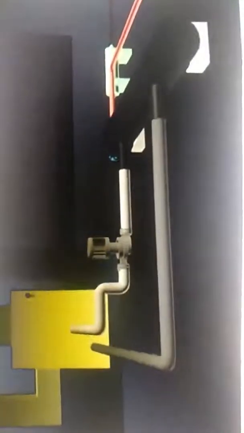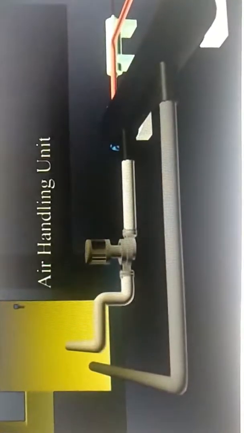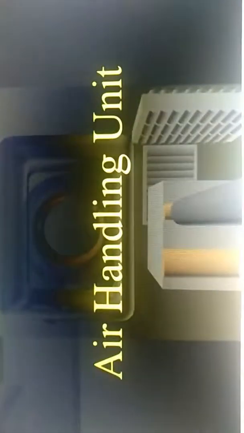Chilled water cycle. Chilled water cycle consists of two basic components which are air handling unit and water pump. Air handling unit. Air handling unit is a place where cold air is produced before it can be distributed.